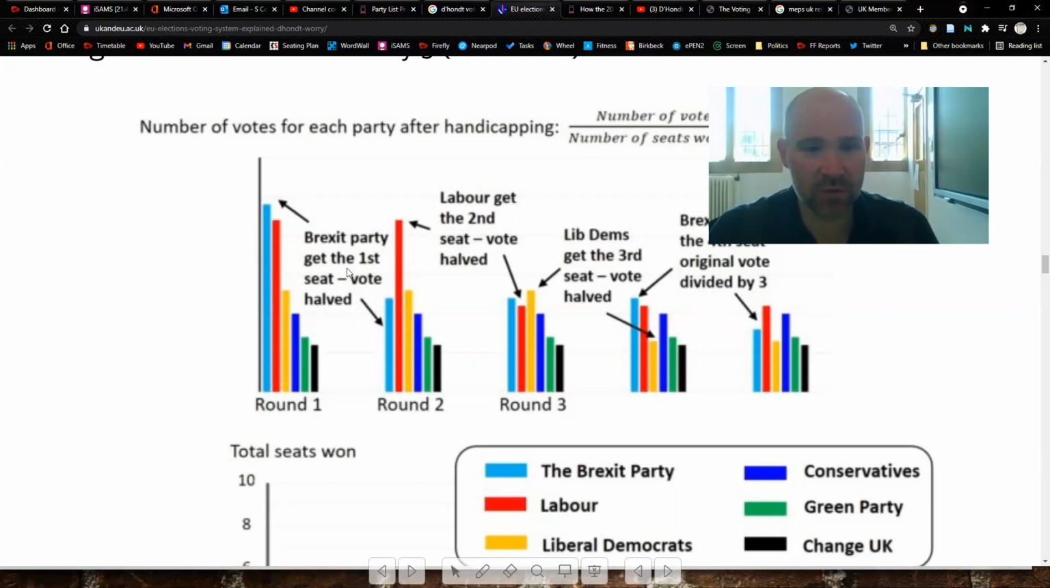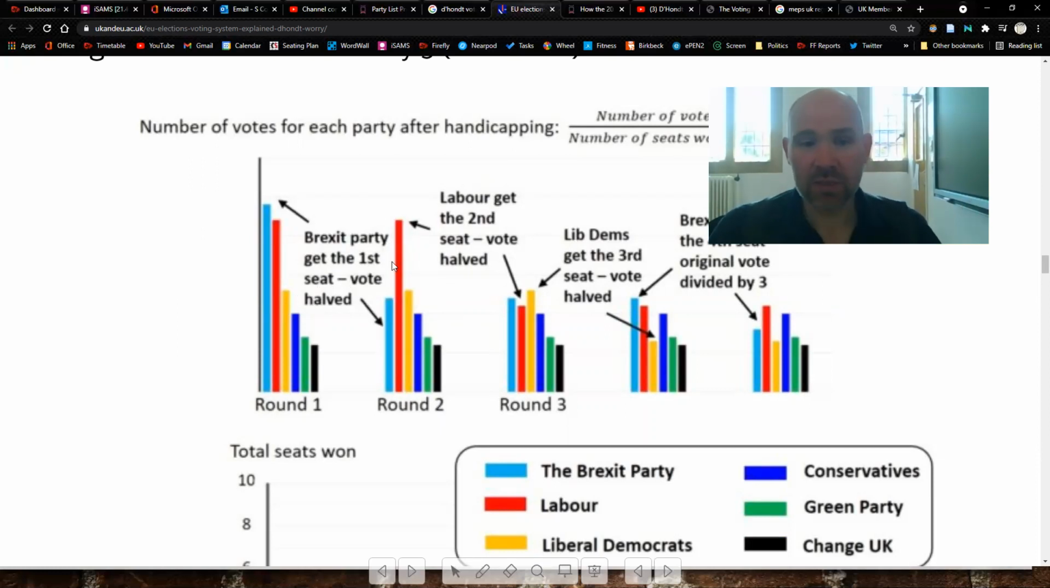So look here in round 2. The Brexit Party get the first vote, so now we divide it by 2. Everyone else's is still being divided by 1, which means it remains exactly the same. They get half the votes. So they've already got 1 seat, but now they've got half the votes. And now we look again. Who now has the most amount of votes?